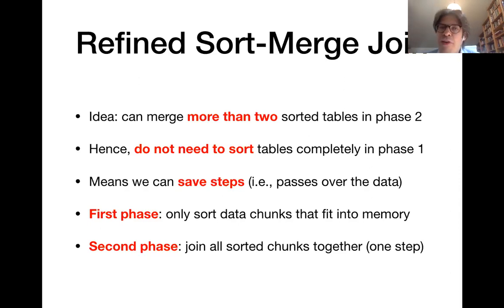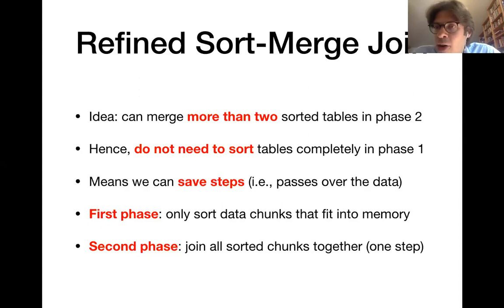So what we do with the refined sort-merge join, if we have enough main memory, is that in the first phase, we only sort data chunks that fit into main memory. Essentially, we're only executing the first step of the first sorting phase. We just load chunks of data into main memory, sort them, and write them back to disk. We do this for the entire table, and afterwards we are done. At this point, we have not completely sorted the table, but we have produced sorted runs of a length that is proportional to our main memory.